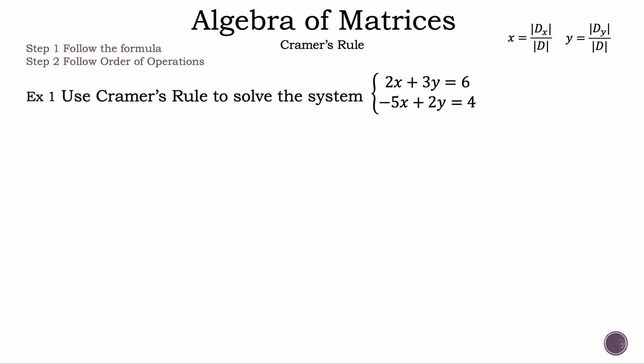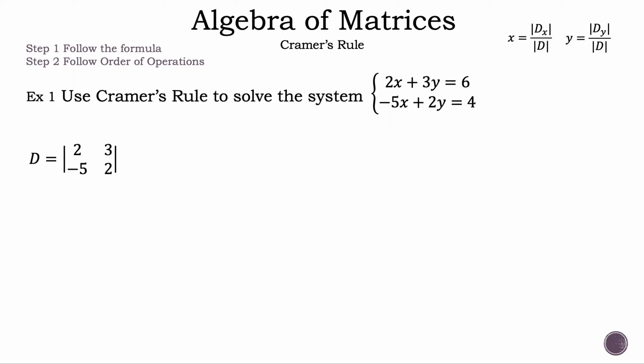Let's read the steps. Step 1, follow the formula. Step 2, follow order of operations. Now, let's read the question. Use Cramer's rule to solve the system. Our first equation is 2x plus 3y is equal to 6, and our second equation is negative 5x plus 2y is equal to 4. Our first step is to go ahead and write down the determinant of the coefficients, and our first row is 2 and 3, and our second row is negative 5 and 2.